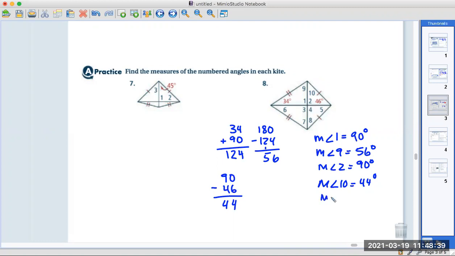Measure angle 4 is 90. That's the right angle. 5 is the same as this because this is an isosceles triangle, this big one here. This right here is my isosceles triangle, and I know these two are equal because this is a perpendicular bisector. So measure angle 5 is 46. And I know measure angle 8 and 5 add up to 90. So 90 minus 46 is 44.